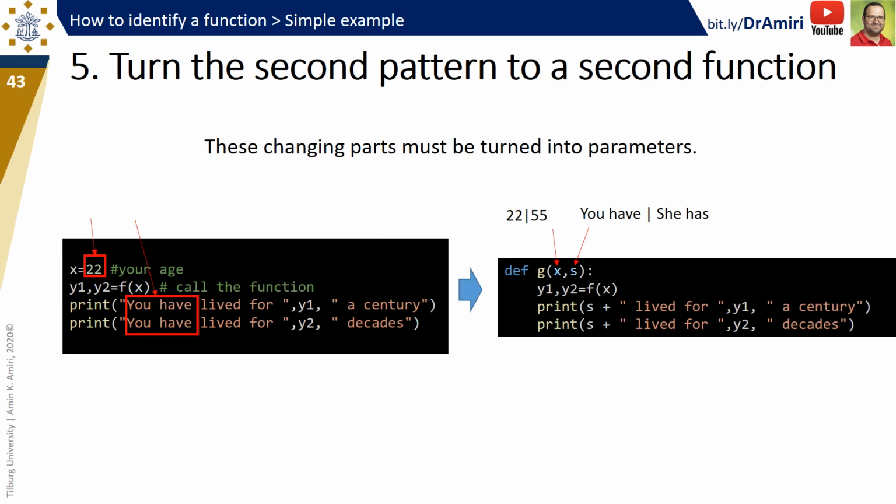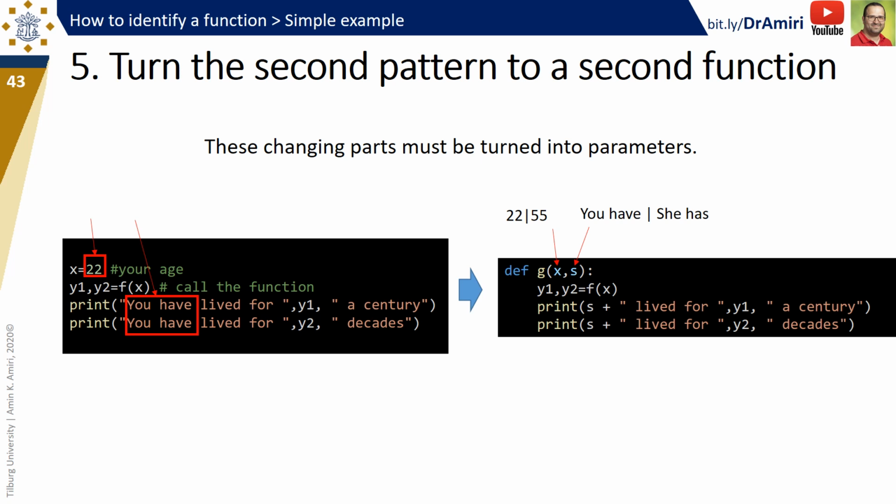Now it's time to turn this pattern into a function. We start with turning the changing parts into parameters. So in the signature line of the function, we start with the keyword def, then a blank space, then we need to give a name. I call this function g, and then parentheses. In between the two parentheses, we have x as an input, as a parameter to this function, and also s, which can be given values like "you have" or "she has."